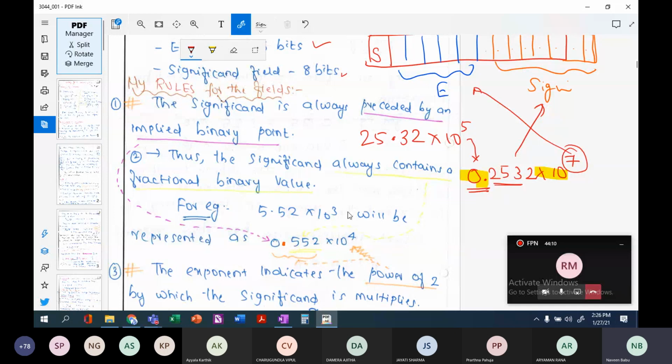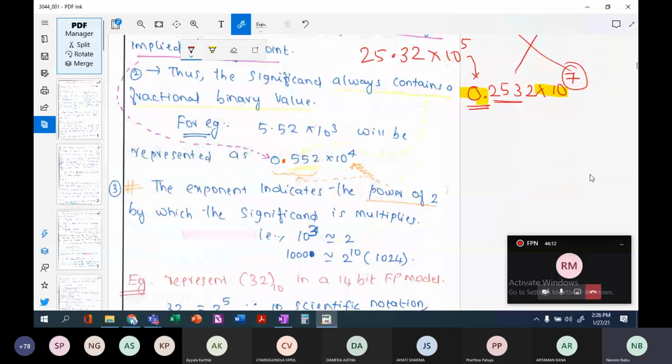So this is the significand part. The 552 is the significand part. It will always contain the fractional binary value. Okay, and the third rule is the exponent here, that will always be a power of 2, meaning here there is a slight mistake here.